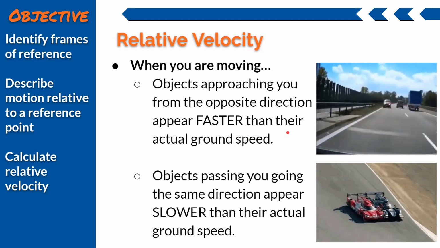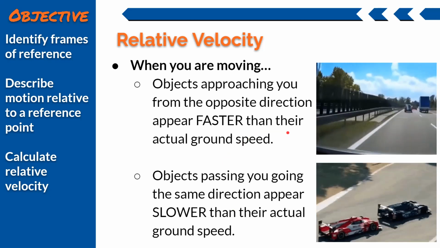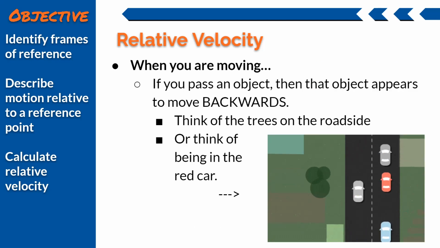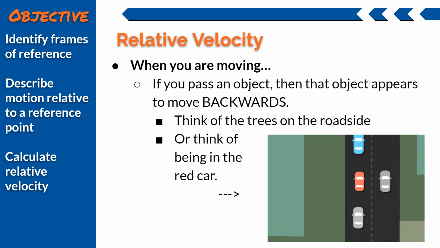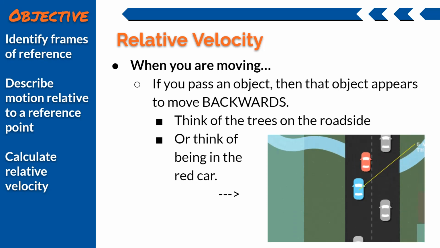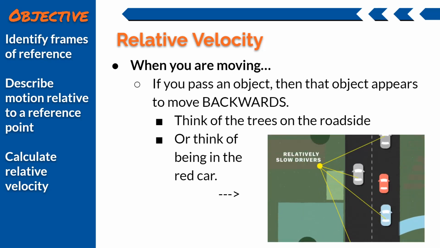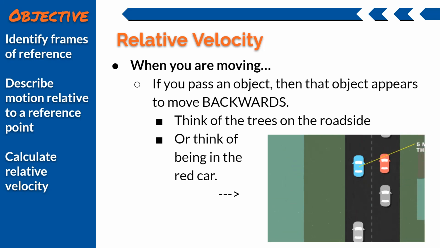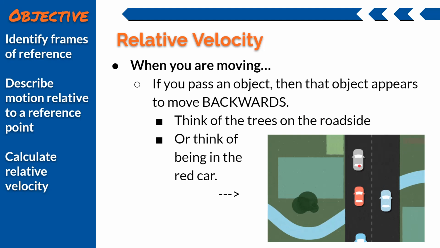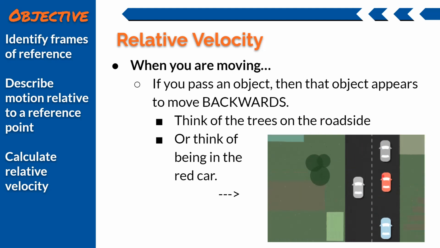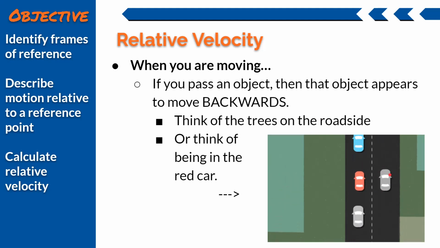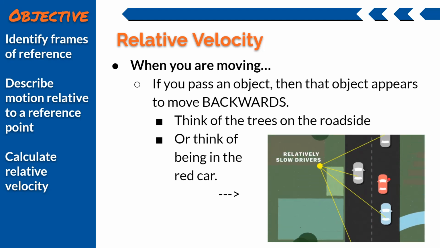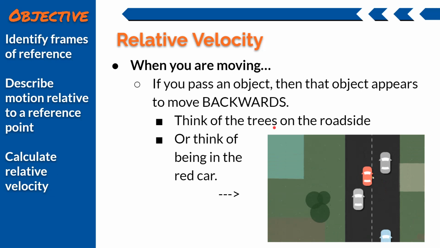So there's an equation that helps us calculate our relative velocities, and you might want to jot this down. Actually, it's on the next slide, sorry. One more thing: if you are moving and you pass an object, that object will appear to move backwards with respect to you. Think of the trees on the roadside. As you're driving, the trees appear to be going backwards. Or if you look at this animation, pretend you're in this red car. If you look out your window, these other cars, as you pass them, are going to appear to be moving backwards with respect to you. They're also going to appear slower than their actual speed.